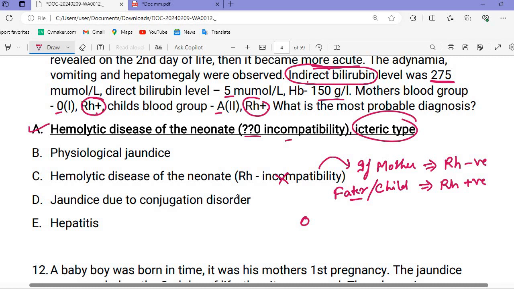So how will I remember that the indirect bilirubin is more? You see the value, indirect bilirubin is 275 and direct bilirubin is just 5. If you get similar values, both are in equal amounts. But if the direct bilirubin is 275 and indirect bilirubin is 5, it means the direct bilirubin was more. But here the indirect bilirubin is much more than the direct. That is why we call this the icteric type, and icteric means jaundice. I hope this is clear.